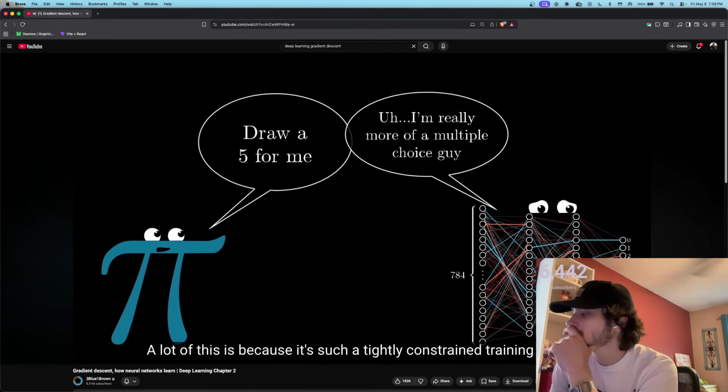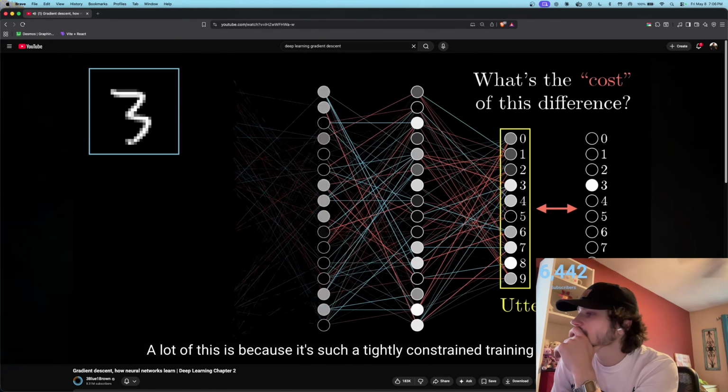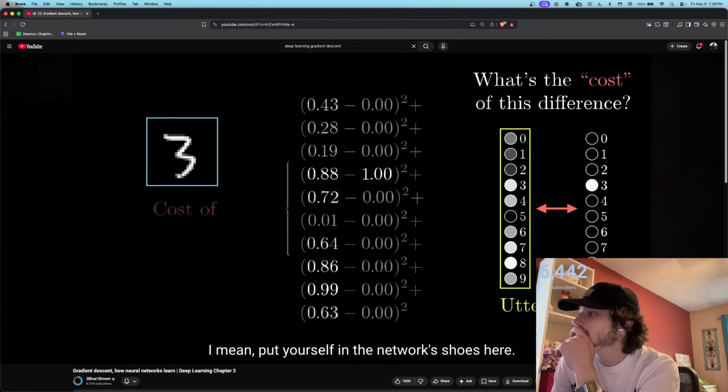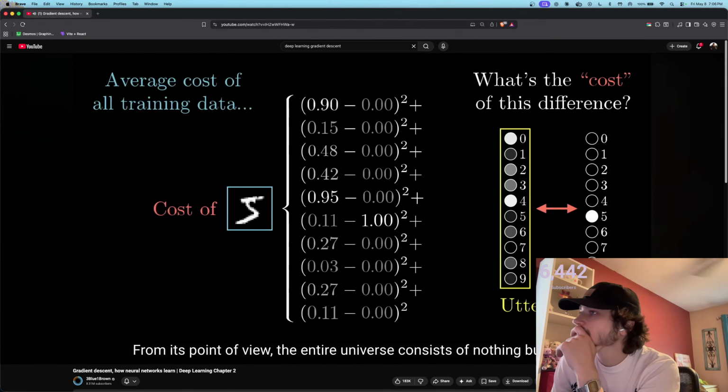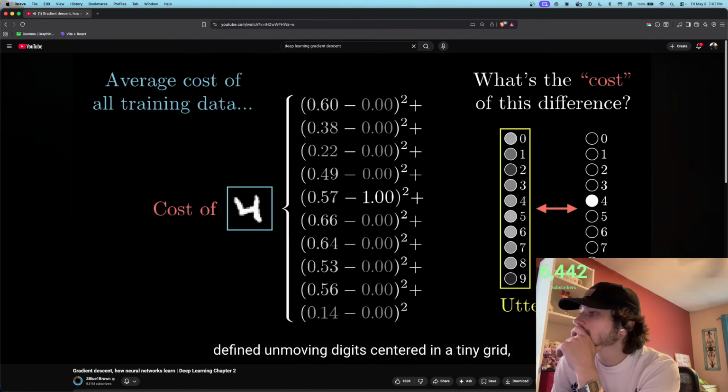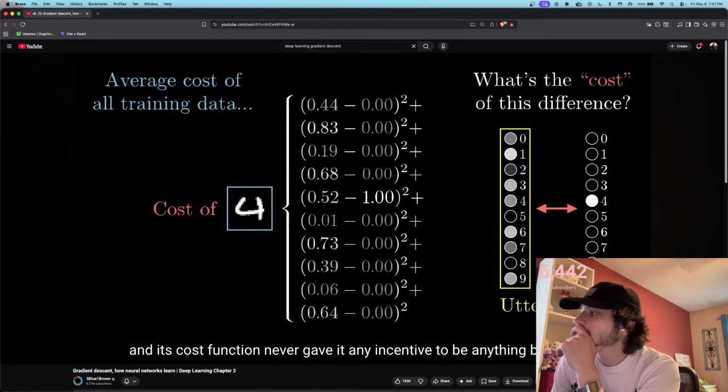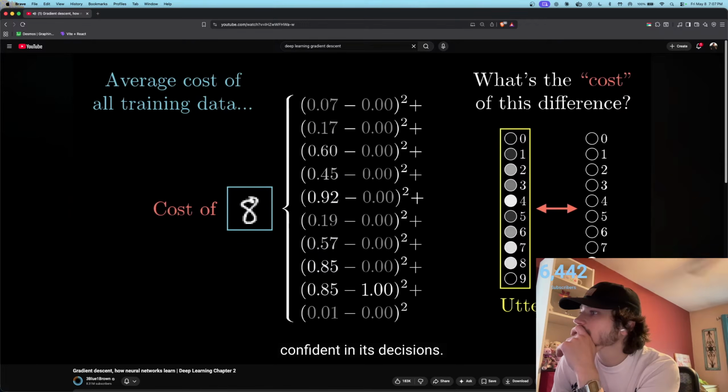A lot of this is because it's such a tightly constrained training setup. I mean, put yourself in the network's shoes here. From its point of view, the entire universe consists of nothing but clearly defined, unmoving digits centered in a tiny grid. And its cost function just never gave it any incentive to be anything but utterly confident in its decisions.